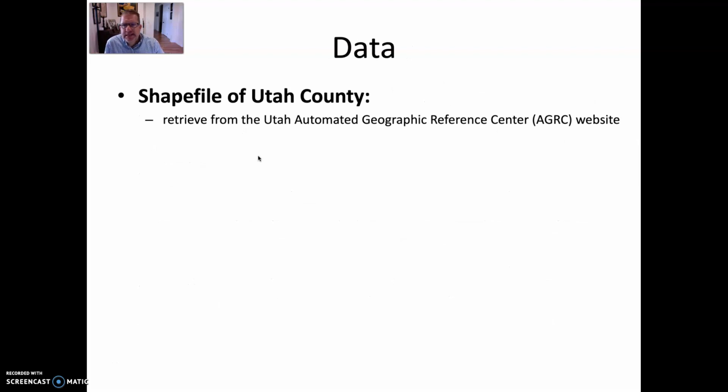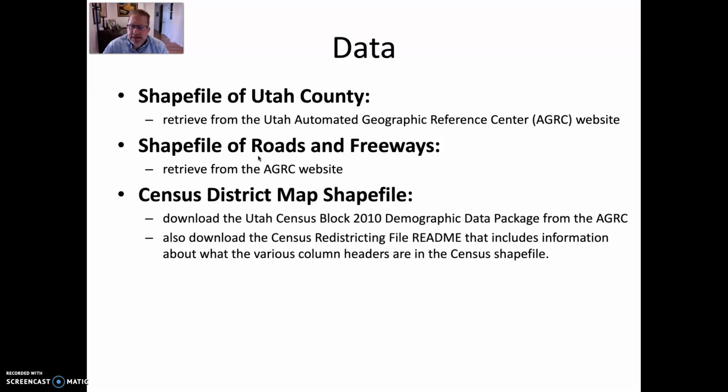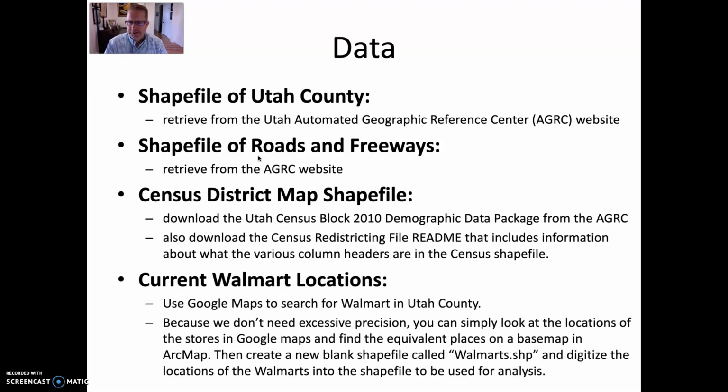So digging into the data question, where are we going to get a shapefile of Utah County? How about the Utah Automated Geographic Reference Center? Or if you're working in another state, you might use their state GIS website. A shapefile of roads and freeways could also be downloaded from AGRC. The Census District Map shapefile is readily available on the AGRC in the state of Utah, but also you can download this from nationalmap.gov because these are national data sets for the entire country.